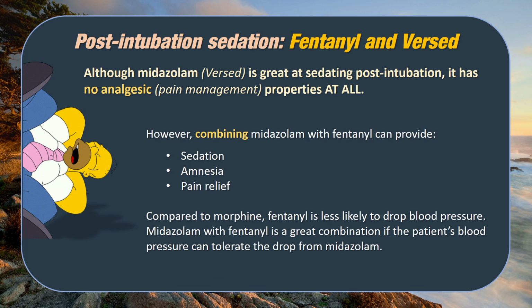As we talked about, Versed does not have any analgesic or pain management properties. A lot of times we add fentanyl to this. The combination of both of these drugs provides sedation, amnesia, and pain relief all in one. Compared to morphine, fentanyl is less likely to drop blood pressure, so it's very safe. Although we remember on the Versed side, we can have a dramatic drop in blood pressure. So it's something we have to consider: can the patient tolerate that with coronary pressure and cerebral pressure?